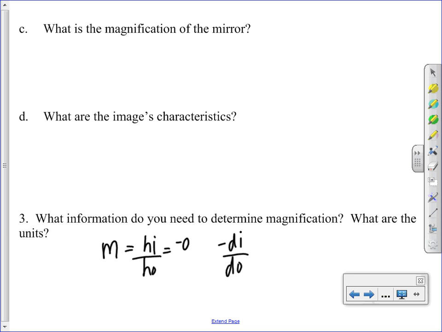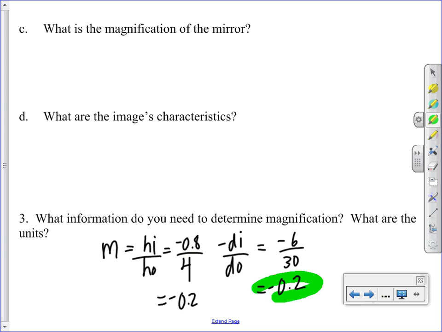So here we had negative 0.8, and the height of the object was, I believe, 4 centimeters. Just want to double check. Yeah, 4 centimeters. So you would type that in and you would get your answer. So that one, 4 goes into 8 2 times. That's going to be negative 0.2. Same thing with your di over do. The image distance was negative 6. Your object distance was 30. Guess what 6 divided by 30 is? Negative 0.2. No change. Just a reminder with magnification, just like with the pinhole camera, there is no unit.